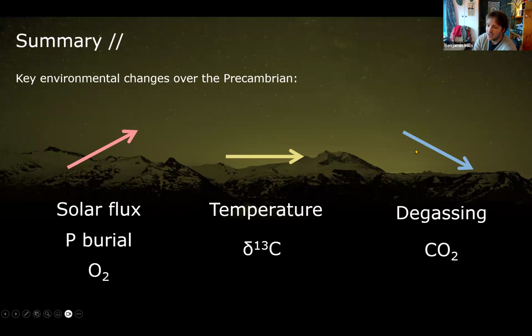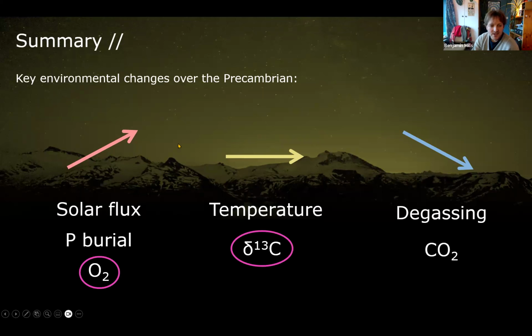And then we have things that have gone down. The gassing input of CO2 appears to have come down over time, and the actual amount of CO2 in the atmosphere itself also appears to have come down over time. So these are those basic metrics, 7 things that we were hoping to try and match in our theoretical understanding of how this system works over long timescales.